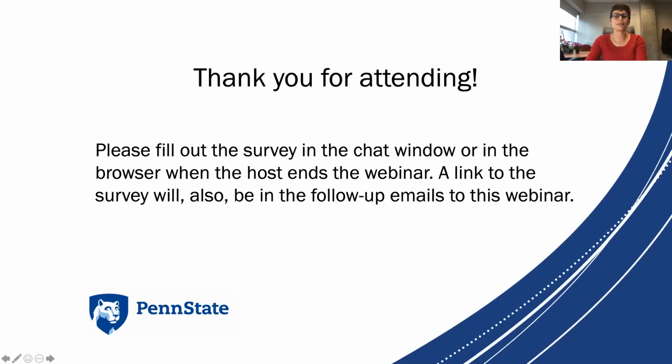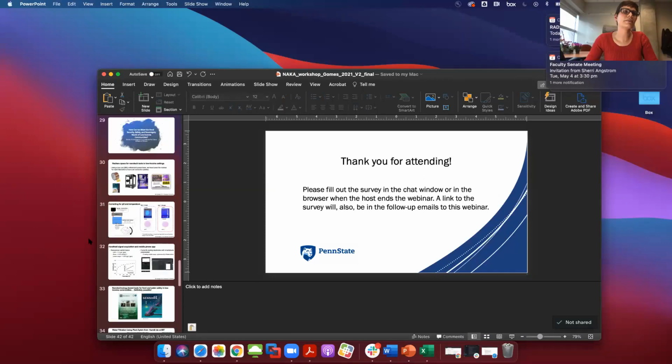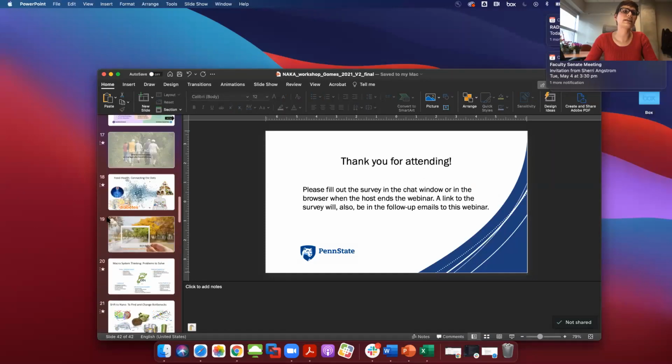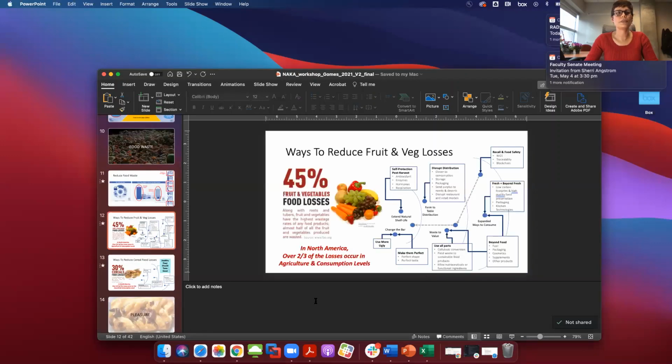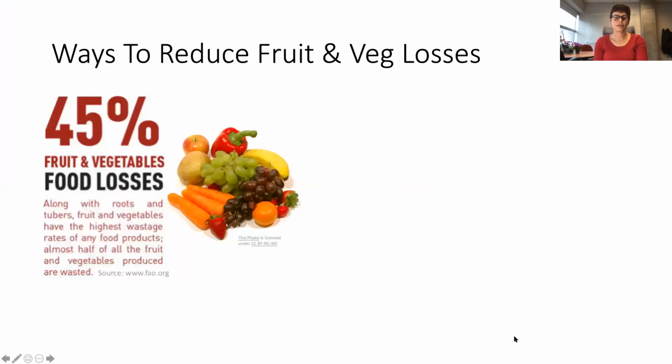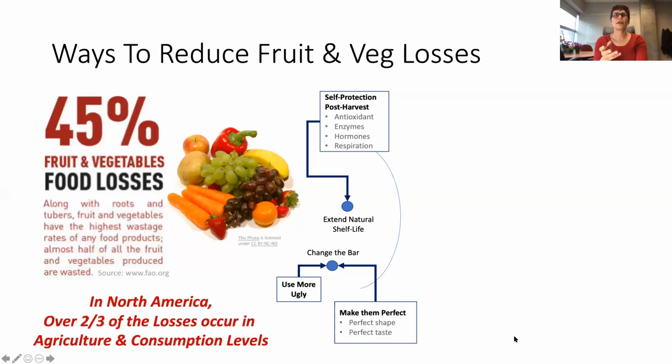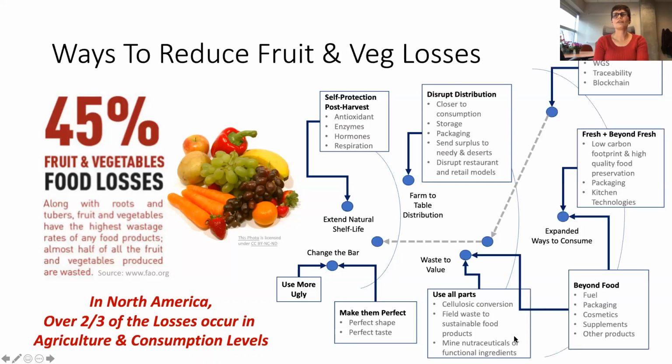Yes, so the examples I gave, maybe I can go back there, right? Sure, of course. So the examples that I gave on how to tackle food waste, it's being done at, so for example here, that would be one. Let's see if I can open again. When I gave the examples of use more of the ugly, make them perfect, there is nanotechnology going on.